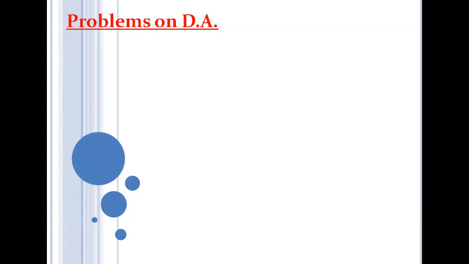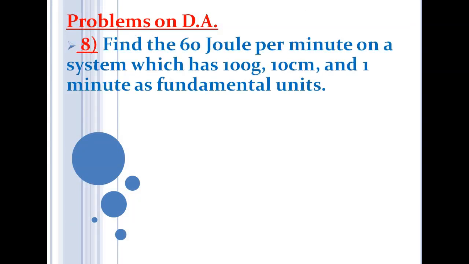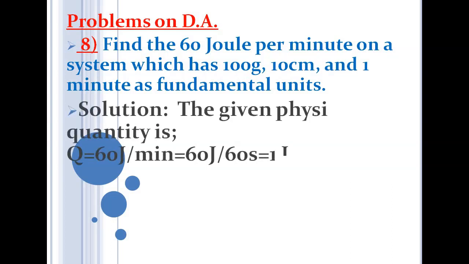Let's begin today's lecture. The first problem: 60 joule per minute on a system has to be converted into a new fundamental system which has 100 gram, 10 centimeter and 1 minute as the fundamental units. Let's convert. How to convert 60 joule per minute? The given physical quantity here is 60 joule per minute. Convert it into joule per second, that is 1 joule per second.